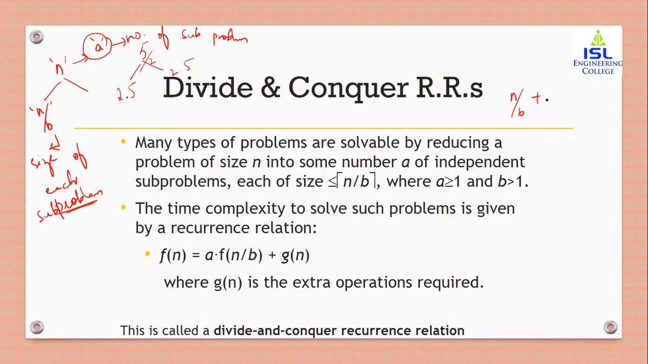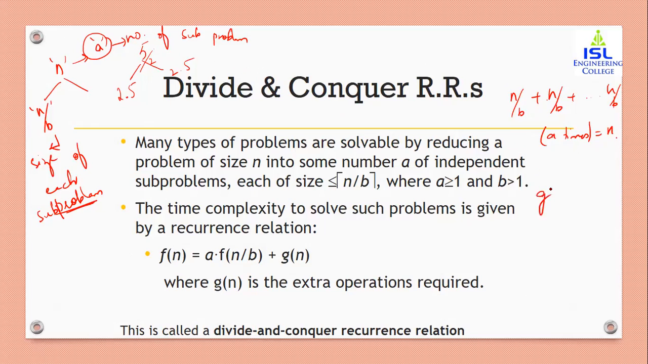Suppose you are adding n by b, a times, then you will be getting n. That is what it means. That is, you have a different subproblems which are of the same size n by b, and when you add all of that, you will get your original problem. In reality, whenever we are taking this n by b, it is equal to the nearest integer of n by b. Also, when we want to merge, we require some extra operations.